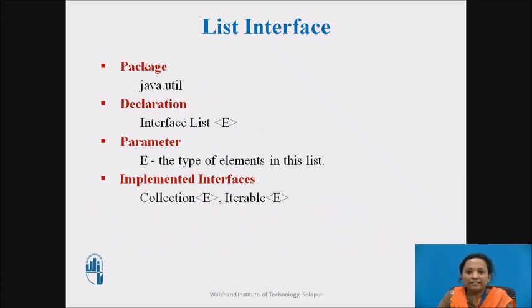The list interface is available in the java.util package. It is declared as shown here with parameter E, where E indicates the type of elements in this list. The collection interface and iterable interface are implemented by the list interface. These are super interfaces of the list interface.